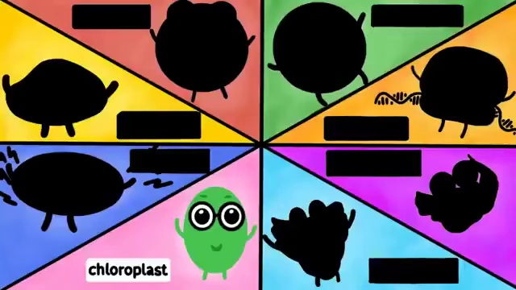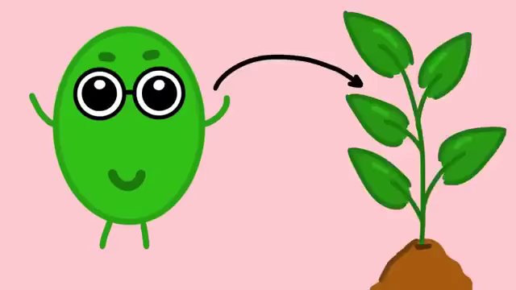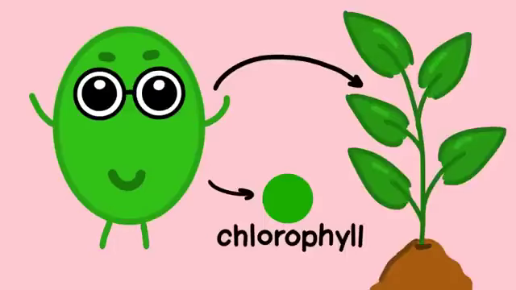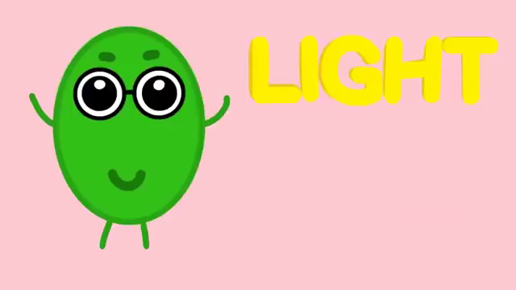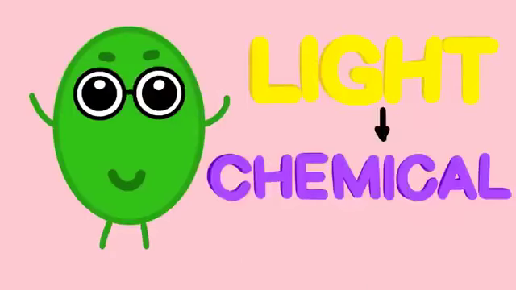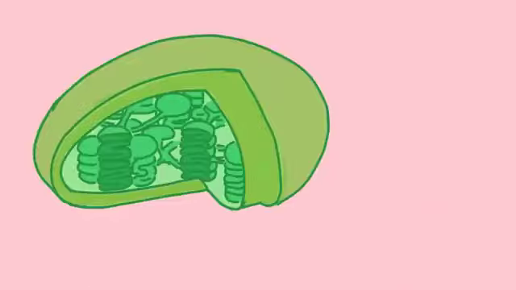Let's move on to chloroplasts. Chloroplasts are organelles that are only located in plant cells. They contain a substance called chlorophyll, which gives plants their green color. Chloroplasts have one main function: to perform photosynthesis by converting the light energy in sunlight to chemical energy that can be stored in or used by the plant.